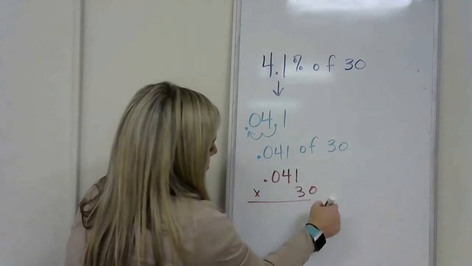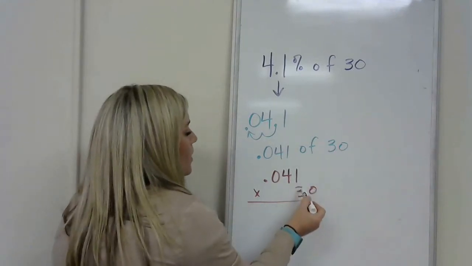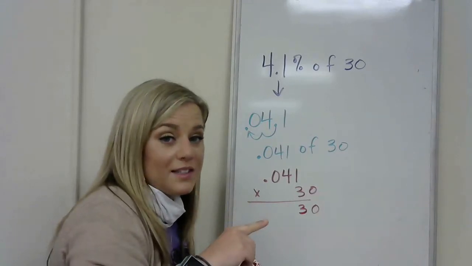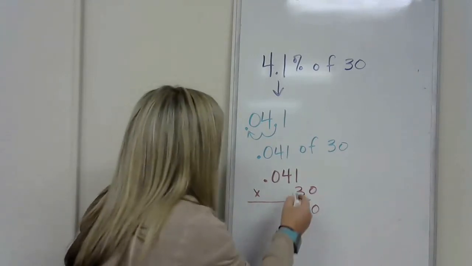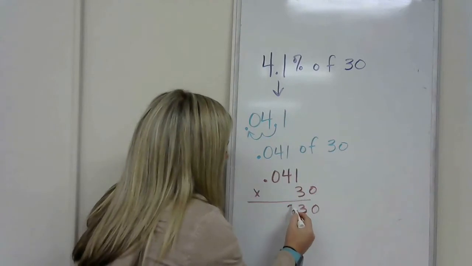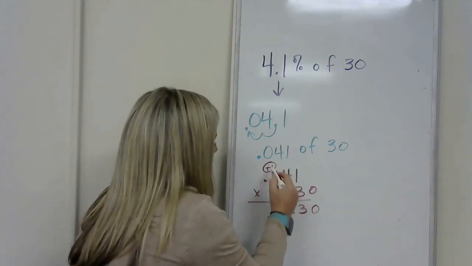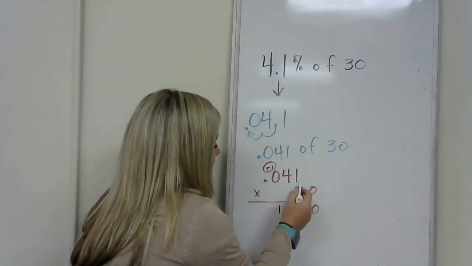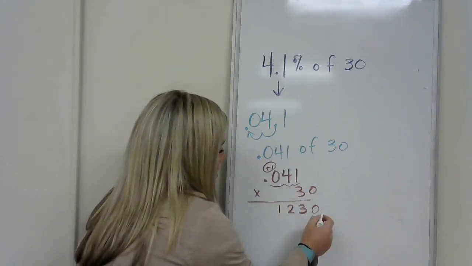0.041 and the 3 on the bottom, 30 on the bottom. Okay, that 0 I'm just going to bring down. 1 times 3 is 3. By the way, I hope that at this point you've paused to see if you're getting the right answers. 4 times 3 is 12. The 2 can stay. The 1 got to go. 0 times 3 is 0 plus 1 is 1. So I've got to move my decimal 3 places.